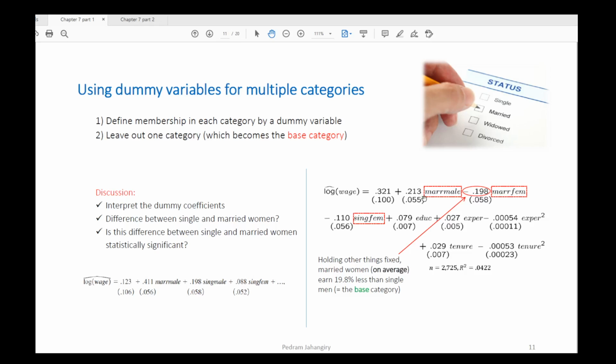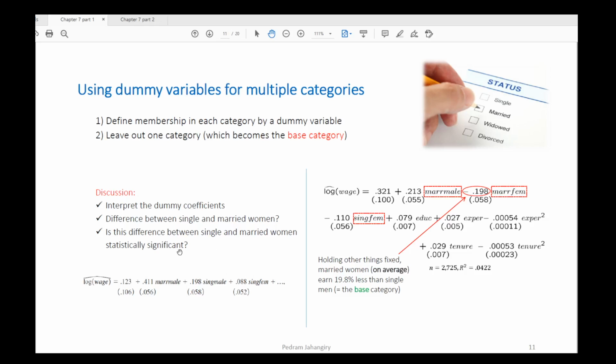So married male, married female, single female, and so on. And of course I have to drop one of them from the model. The one that is dropped, we call its base group or benchmark group. So quickly, for example, we said this equation suggests that married male is earning 21.3% more than the group which is missing from the model, right? So our base group is single men, right?